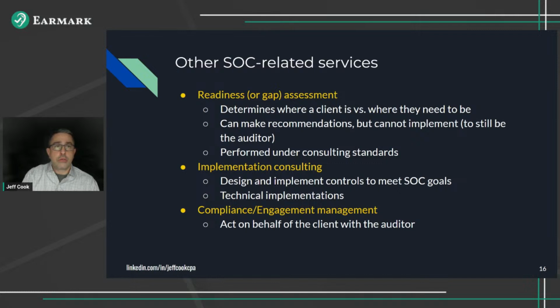And then you can also do compliance or engagement management on behalf of the client with the auditor, right? So a lot of clients, maybe they don't understand SOC 2 and what's required of the auditor, but you do. So you can help them with that. Again, you're not going to be able to be the auditor at that point, but you can help them facilitate.